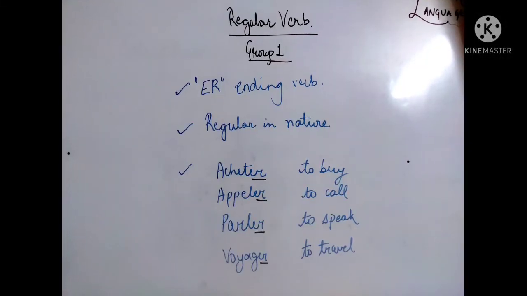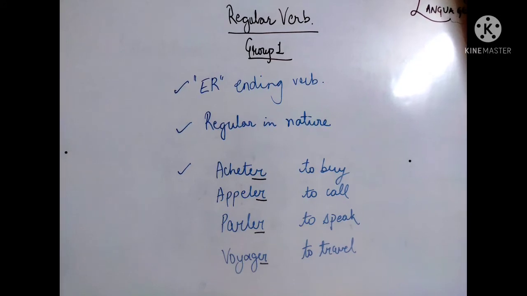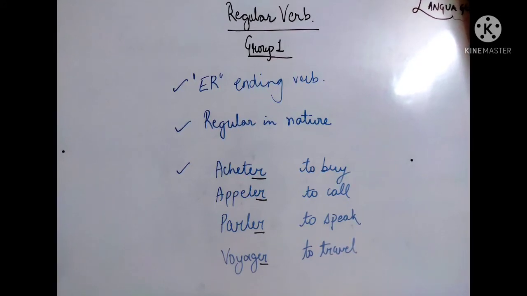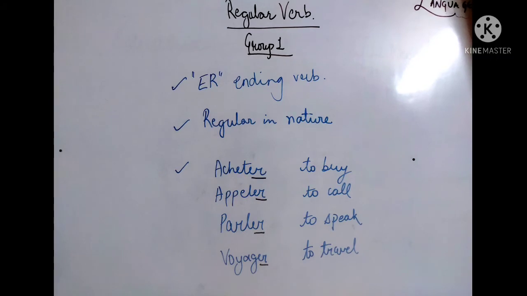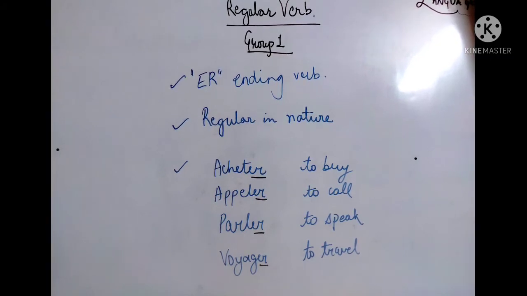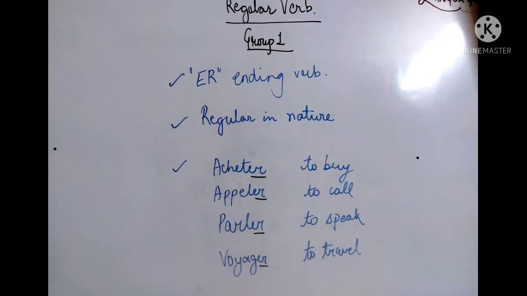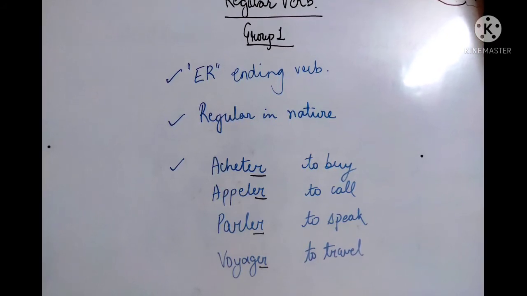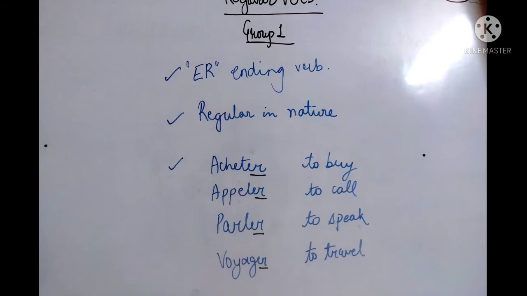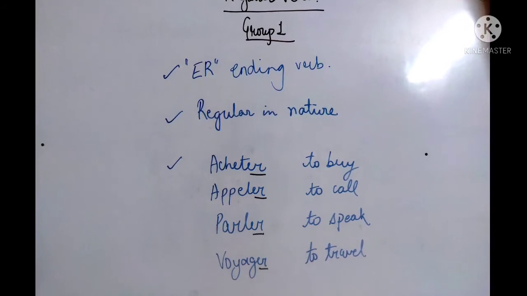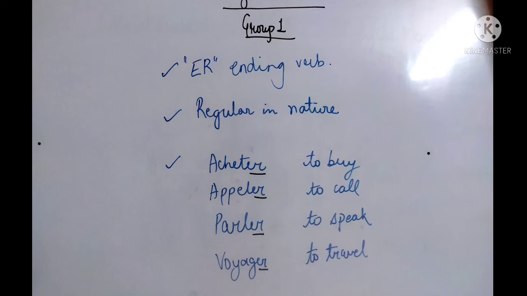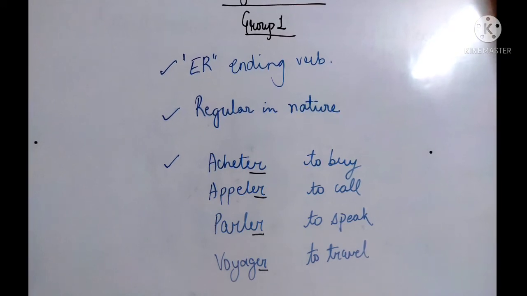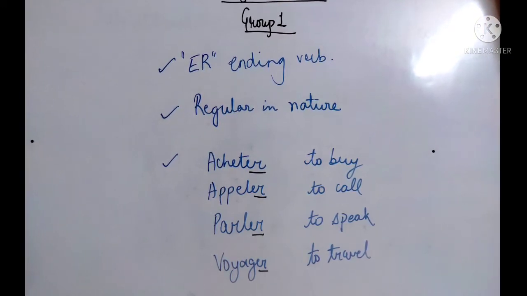Now this is the most common group. There are almost 6,000 verbs in this group. Sorry, this group consists of 80% of the verbs in terms of usage. Now the first point is that these verbs are ending with er.